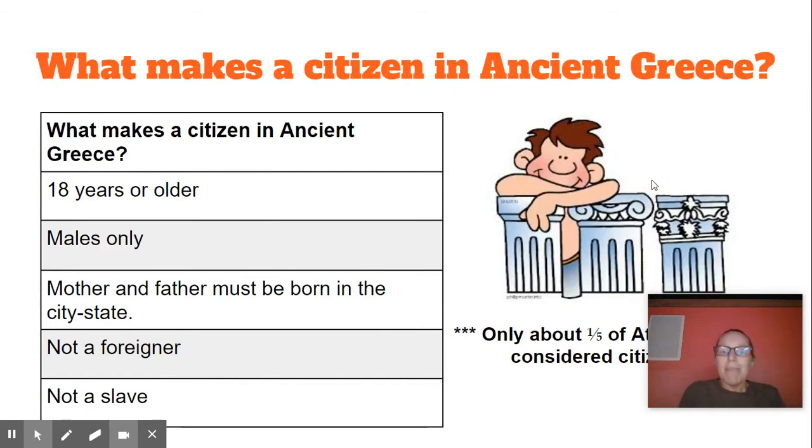All right, so what makes a citizen in ancient Greece? You have to have five things in order to be an ancient Greek or an Athenian citizen. One, you have to be 18 or older, which sounds pretty familiar, right?